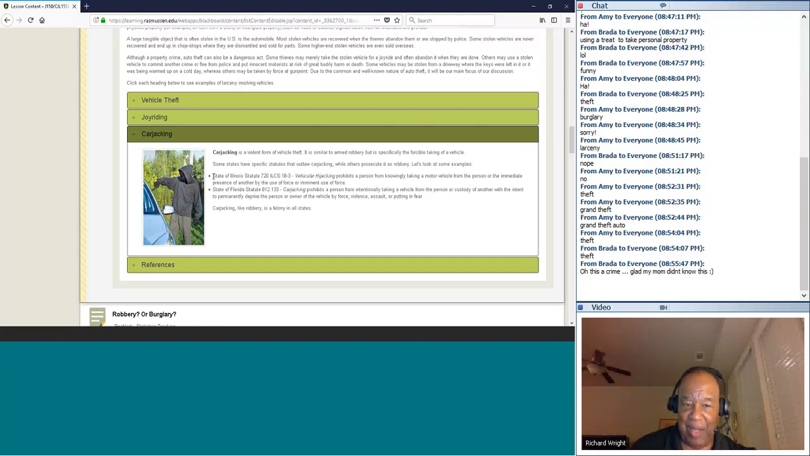Carjacking, we already kind of talked about that. But our state, for example, has vehicular hijacking, which prohibits a person from knowingly taking a motor vehicle from the person or in the immediate presence of another by the use of force or imminent use of force, such as when you're pumping your gas, or like this fella here, pulls a gun and gets you out of your car.